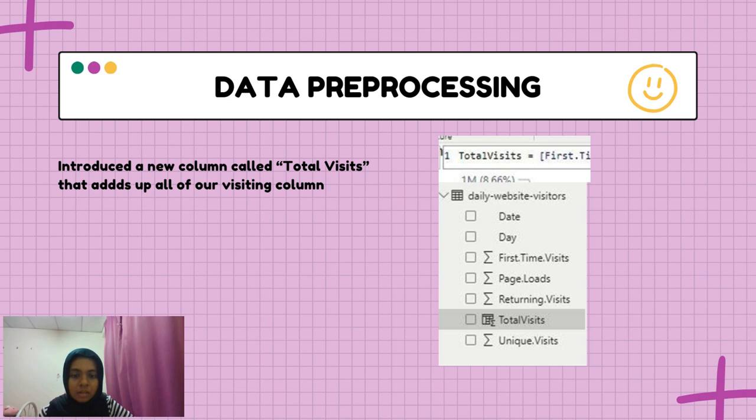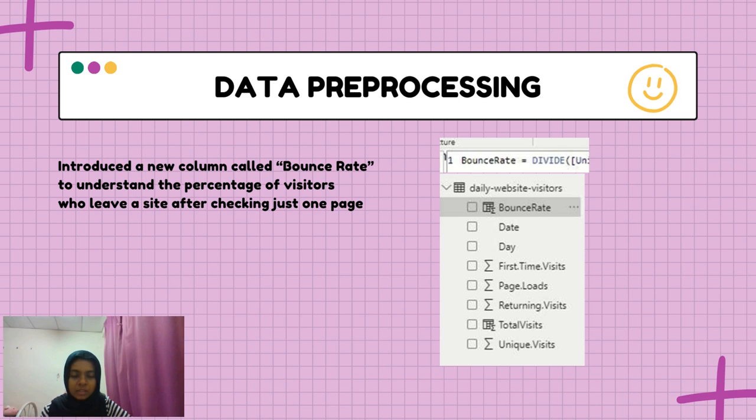Hi, my name is Fazila and I will be presenting the remaining data processing, relationship, and data visualization. This one introduces a new column called total visits that adds up all of our visiting columns. This is the new column called bounce rate, to understand the percentage of visitors who leave the site after checking just one page.